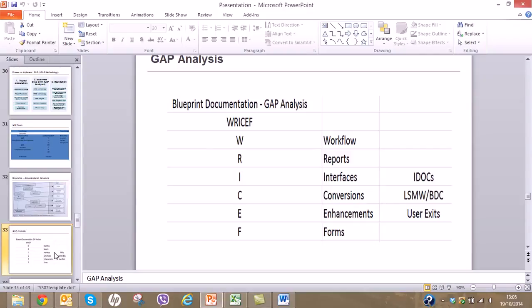Okay, the next is forms. Yeah, you can create your own forms. For example, form means invoices. You have to send invoices to the vendor or customer. So what happens exactly, for example, you have to send an invoice, purchase order or invoices to the vendor. Now SAP provides standard forms, but the company doesn't like it. The company wants their own template.